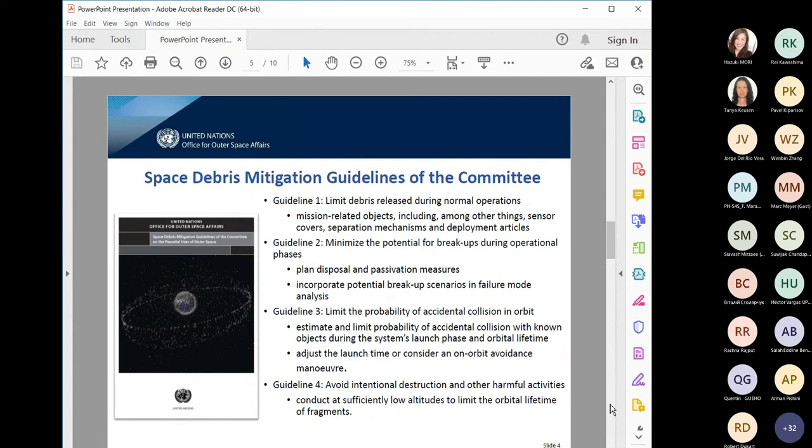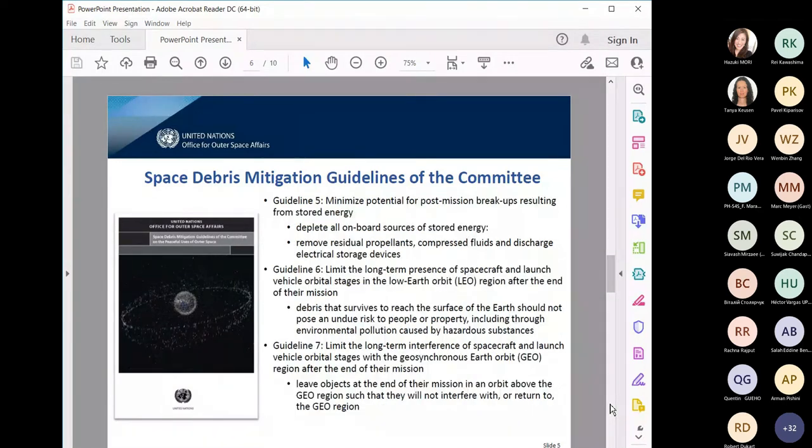Guideline number 2 asks you to minimize potential breakups during the operational phases. Guideline number 3 asks you to look at the probability of accidental collision, how you avoid other objects in orbit. Guideline 4 asks to avoid intentional destruction and other harmful activities that can lead to the destruction of space objects. Guideline 5 looks at the stored energy, and asks you to minimize potential post-mission breakups resulting from stored energy.